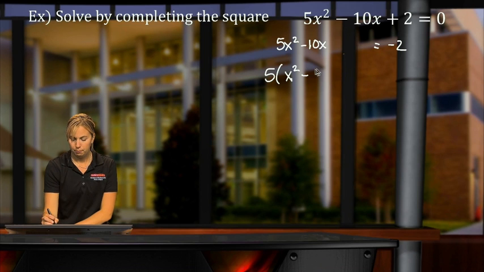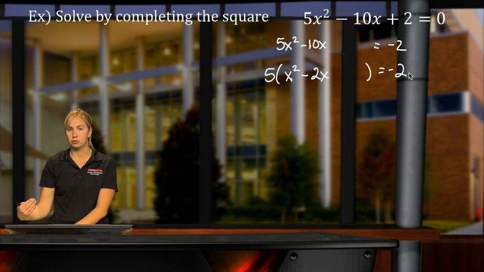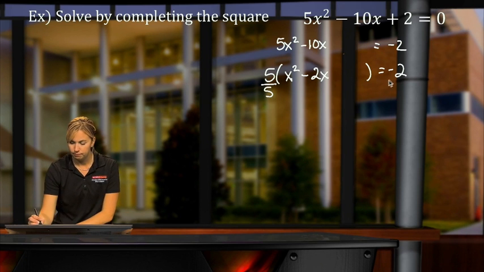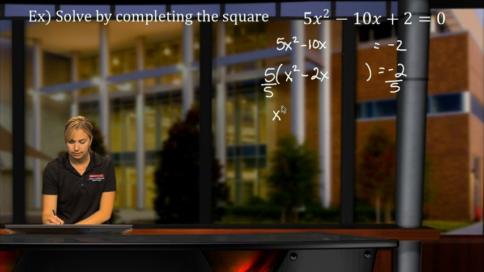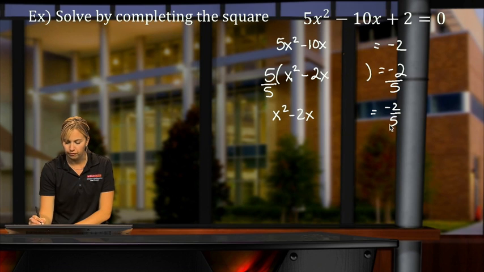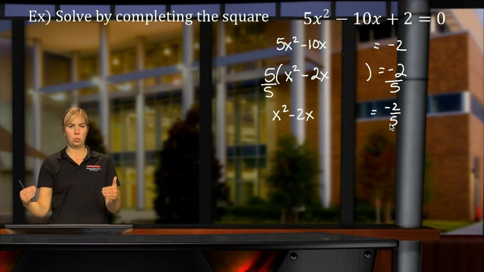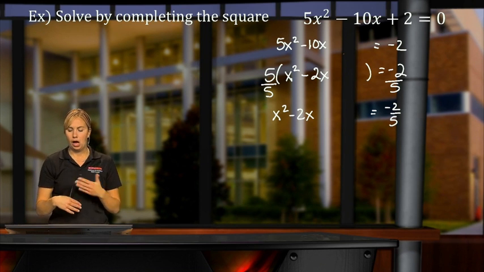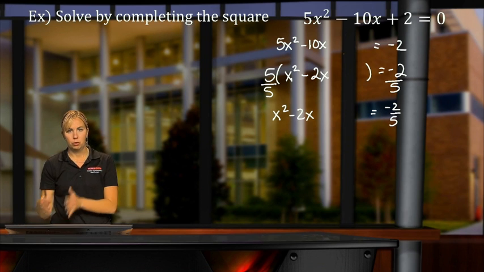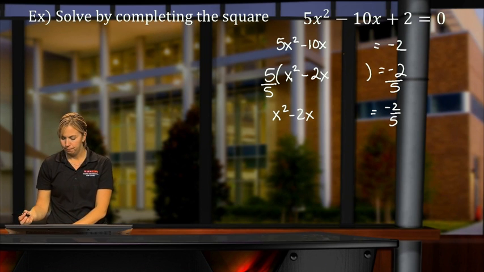X squared minus 2x equals negative 2. So far our steps haven't really changed, but at this step we're going to go ahead and divide by the 5. So we have x squared minus 2x equals negative 2 over 5. So I'm just backing up that one step of dividing by 5. It's going to make things a little bit more clear when we add our b over 2 squared.